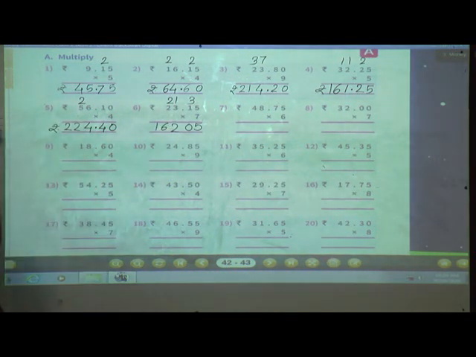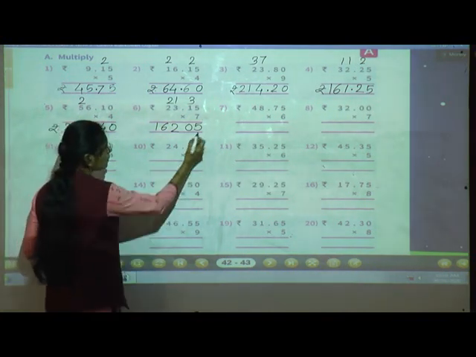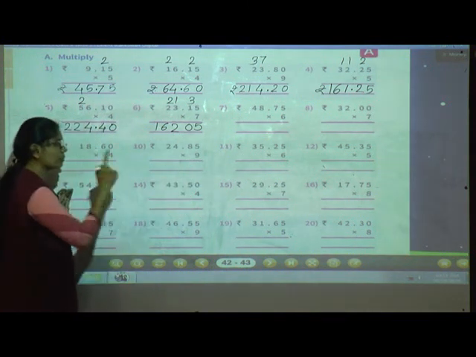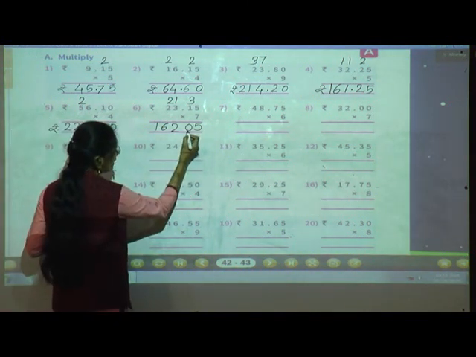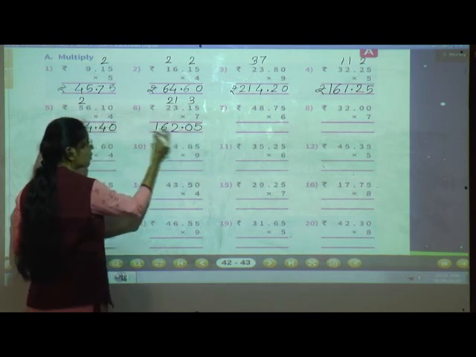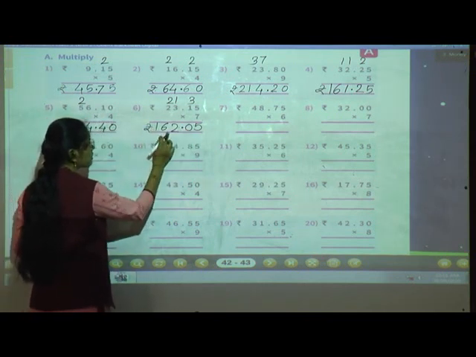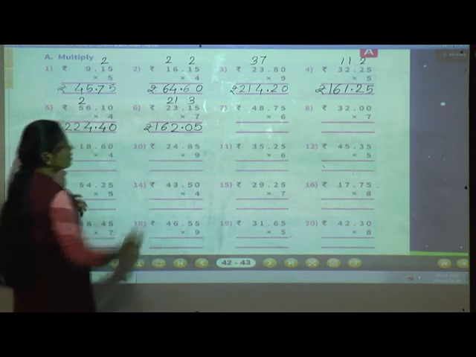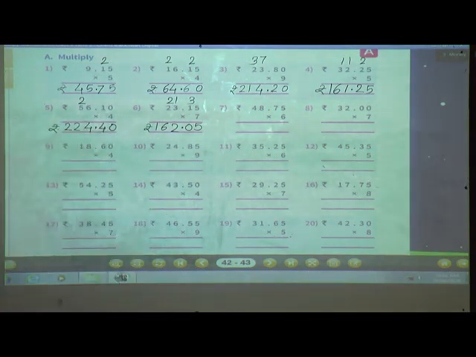Now we have to give a dot. So where will you give dot? From the right side before the second digit. So this 0 is the second digit, so before 0 we have to give the dot. So what is the answer? Rupees 162.50 paise. Okay, clear? This will be your answer.